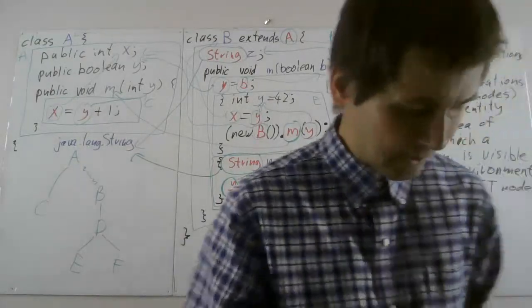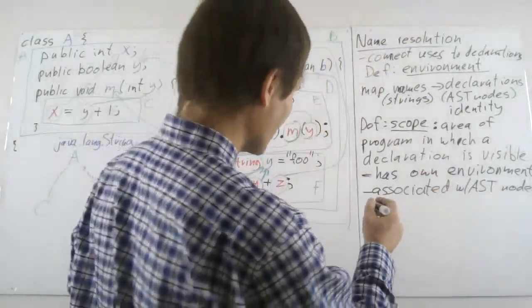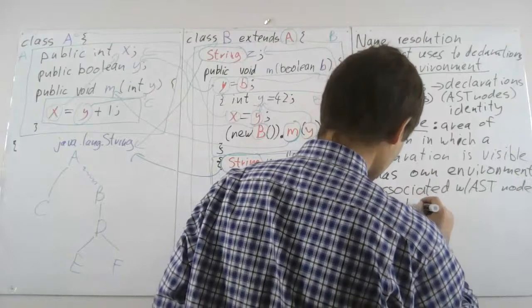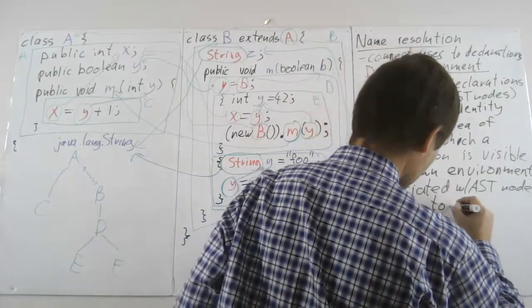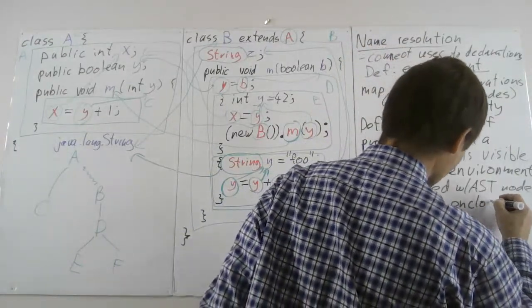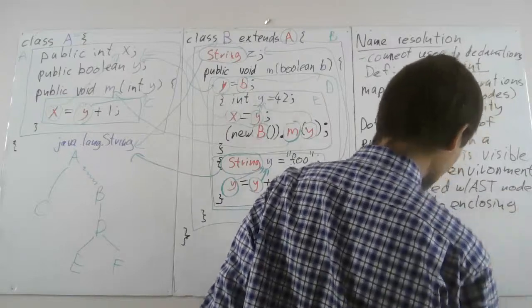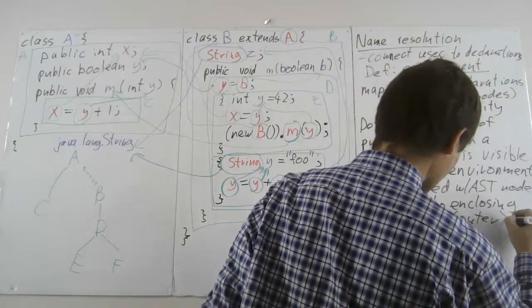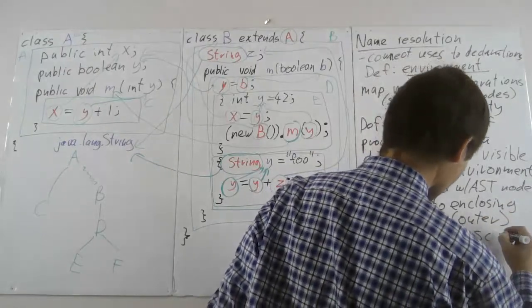And so typically in a scope, you would have a pointer to the enclosing scope. So the outer scope.